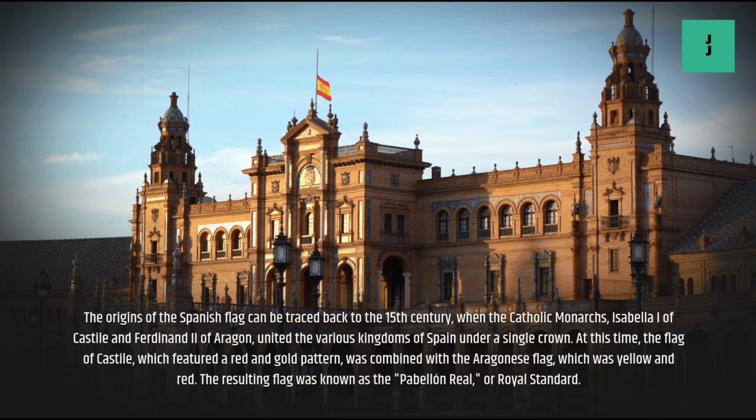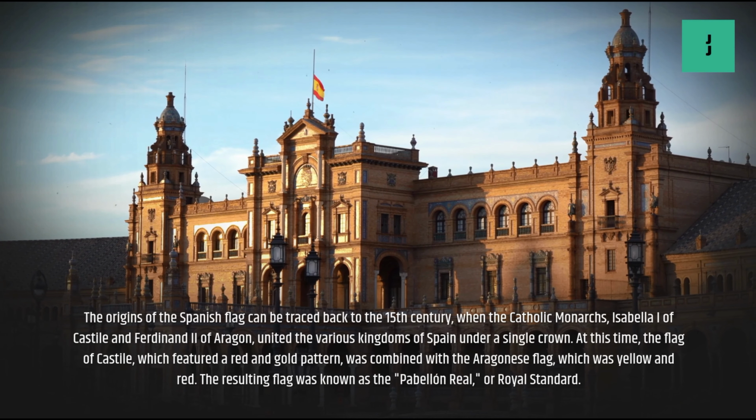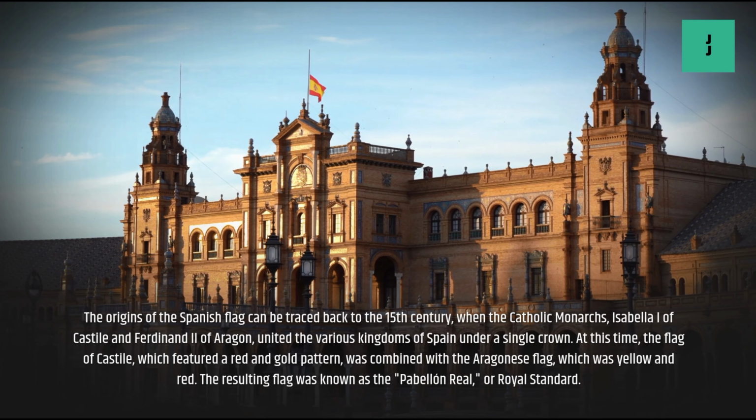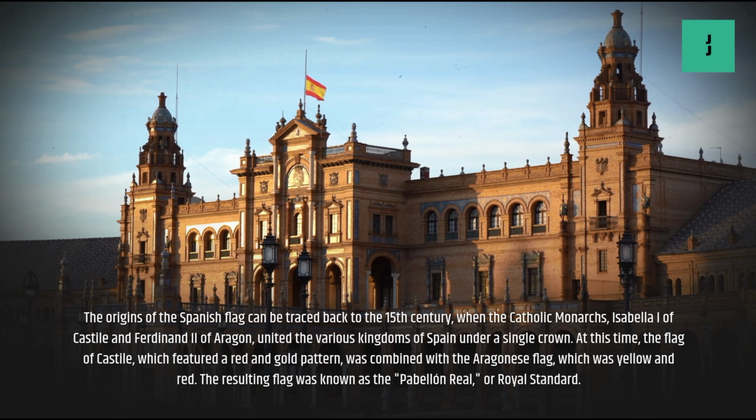The origins of the Spanish flag can be traced back to the 15th century, when the Catholic monarchs, Isabella I of Castile and Ferdinand II of Aragon, united the various kingdoms of Spain under a single crown. At this time, the flag of Castile, which featured a red and gold pattern, was combined with the Aragonese flag, which was yellow and red. The resulting flag was known as the Pabellón Real, or Royal Standard.